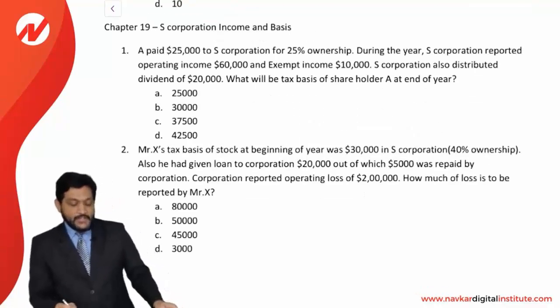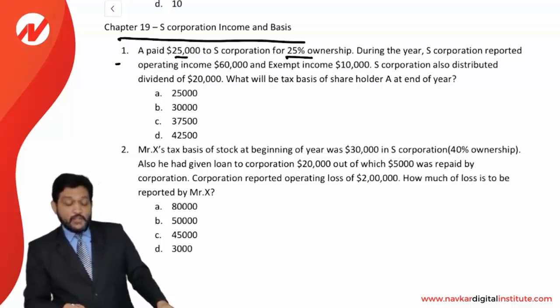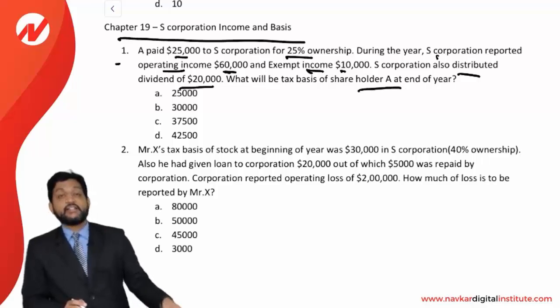Now friends, let us see the MCQs of chapter number 19, S Corporation, Income and Basis. Question number 1: A paid 25,000 to S Corporation for 25% ownership. During the year, S Corporation reported operating income of 60,000 and exempt income of 10,000. S Corporation also distributed a dividend of 20,000 to its shareholders. What will be the tax basis of the shareholder A at the end of the year? Now they are asking a tax basis.